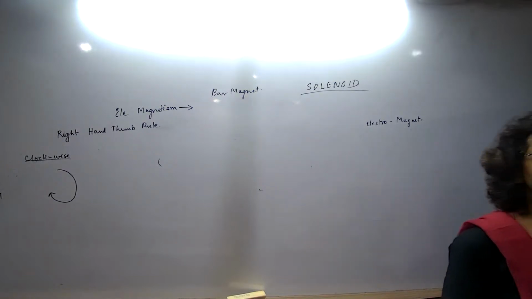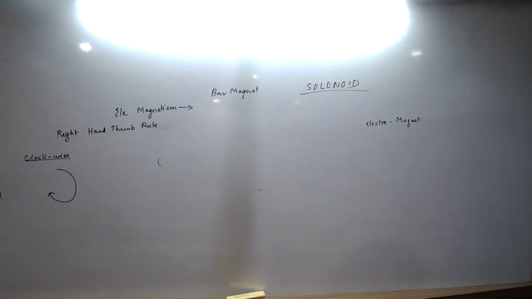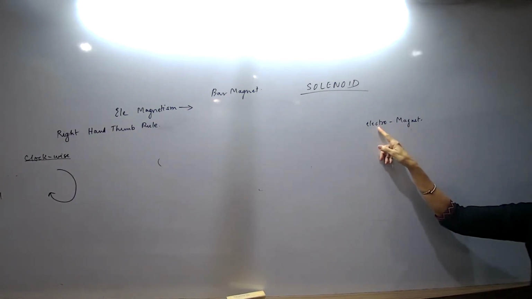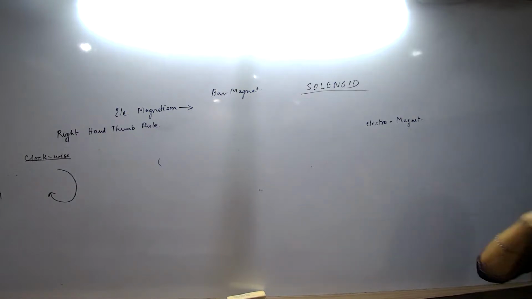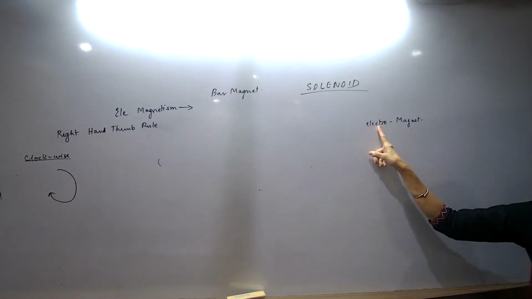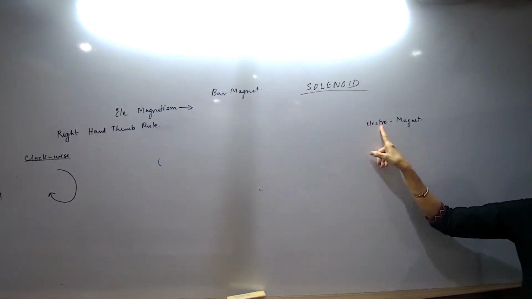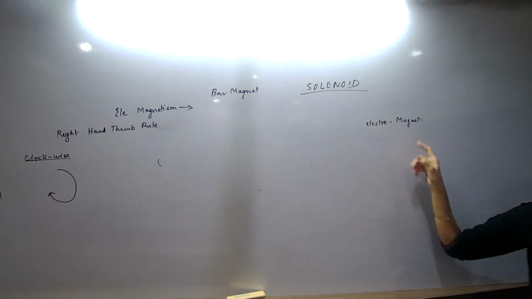So what is happening here? Look at me. This is once again your wire. And when you are passing current, it is developing a magnetic field. So it becomes an electromagnet. Where there is a magnetic field due to electricity, it is called an electromagnet. So your solenoid is nothing but an electromagnet.